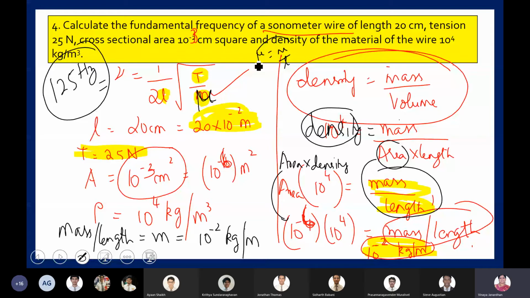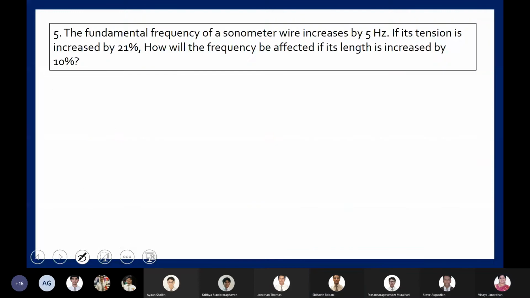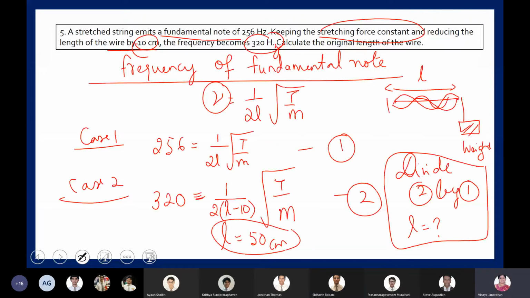So have you calculated it, boys? Boys, it will be very tough for your examination. Yes, ma'am, we got it. 125. So anyway, next.